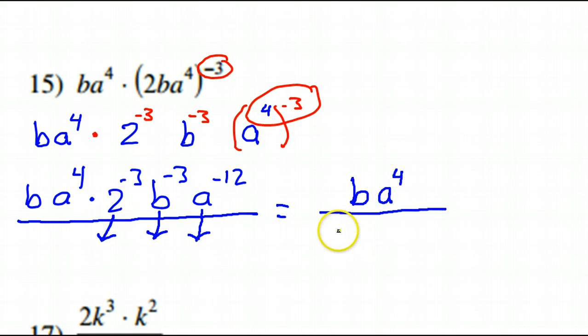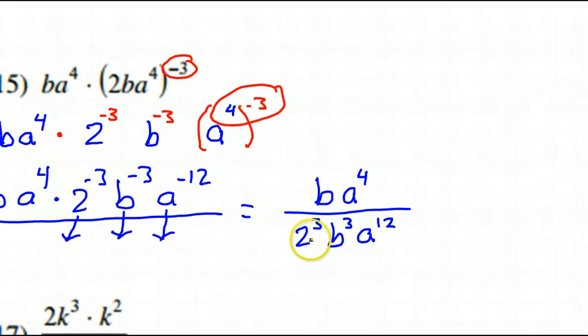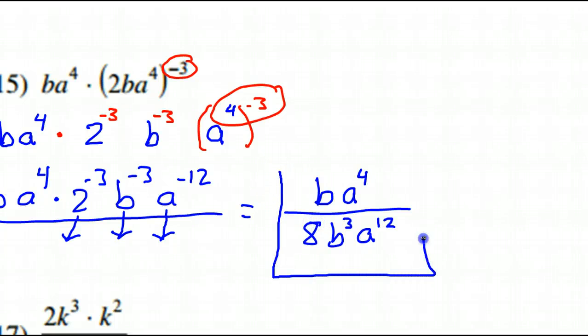Okay, but down here I will have 2 to the third power. Once it drops, it becomes positive. And I will have b to the third power, and I will have a to the positive 12th power. Okay, typically when the power is 2 or 3, we go ahead and evaluate this. So 2 to the third power is 8. So typically we will go ahead and make this an 8. Okay, so that would be our answer to number 15.